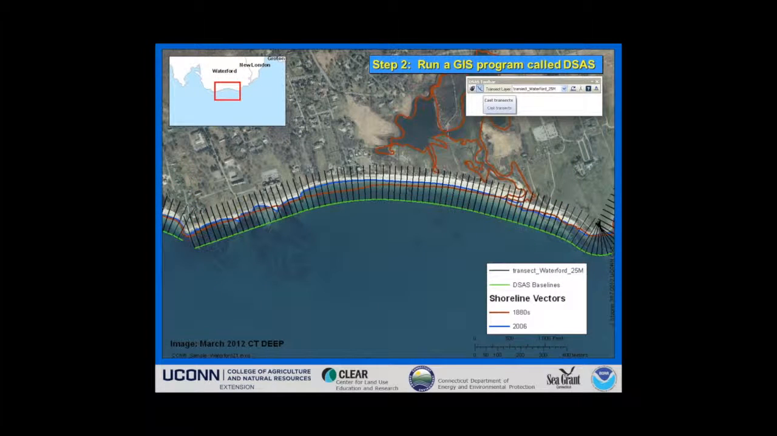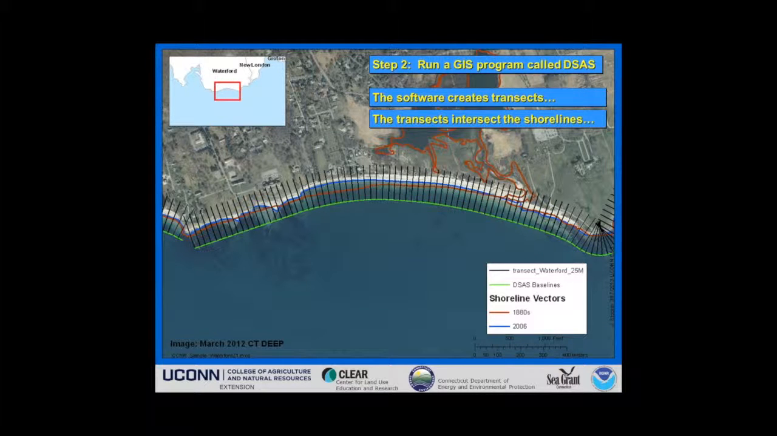If you look at that in a little more detail, we take this baseline and the vector files that we have from the different years, and we run them through this program called DSAS. The software creates these transects that you see slicing through the years, and like I said, the transects intersect these shorelines.